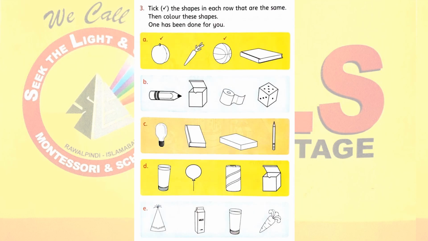Now open your page number 4. The question is, pick the shapes in each row that are the same. Then color these shapes. One has been done for you. Okay, look at the shapes carefully and pick the same shapes, and mark a small tick on them.